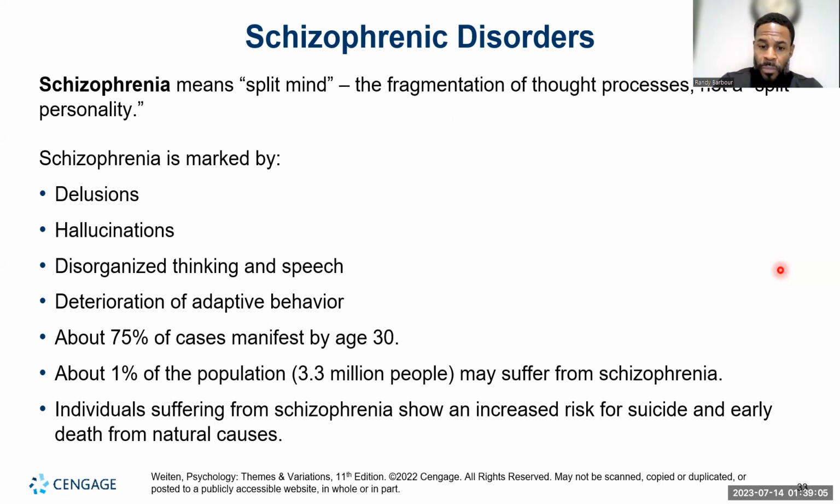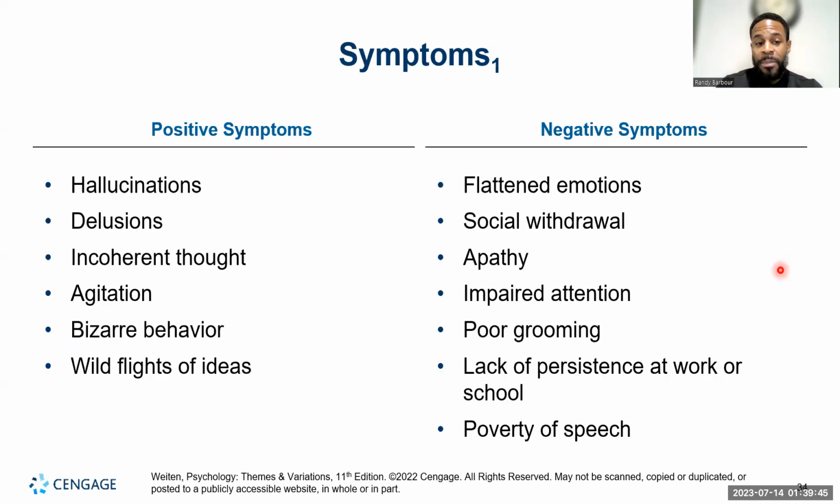Individuals who do suffer show an increased risk for suicide and early death from natural causes. A lot of things happen when you forget to eat or you don't do the things necessary, you don't have really good adaptive behavior, and it can create other issues on the back end. Maybe you're doing drugs and participating in sexual activities that aren't healthy, right? So again, we just have to think through how schizophrenia is affecting the person, and then how do we treat it? And we'll talk about that in the next chapter, right?